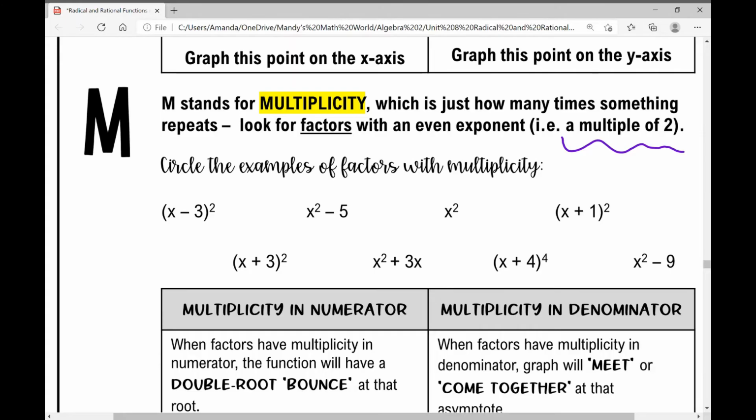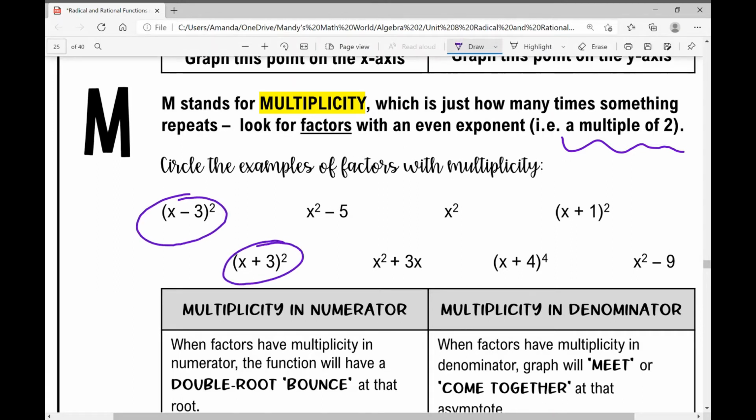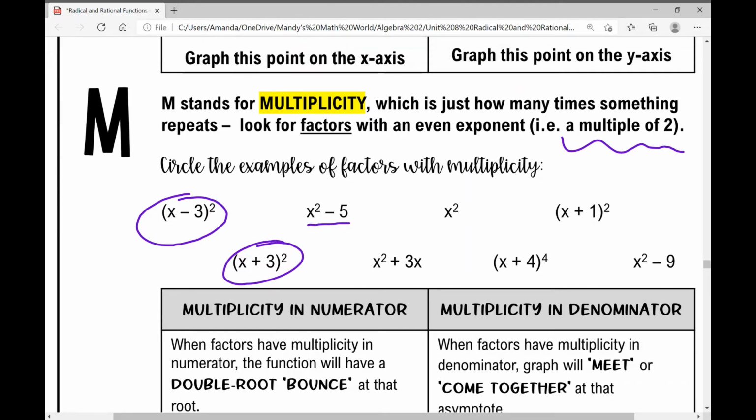So we're going to circle some examples of factors with multiplicity. Remember, the entire factor needs to contain multiplicity. So here's an example right here. (x plus 3) squared is an example. This always throws students off. Hey, but there's a 2 as an exponent. Is the entire factor squared? It's not. So that is a non-example. Same thing right here. That's a non-example.